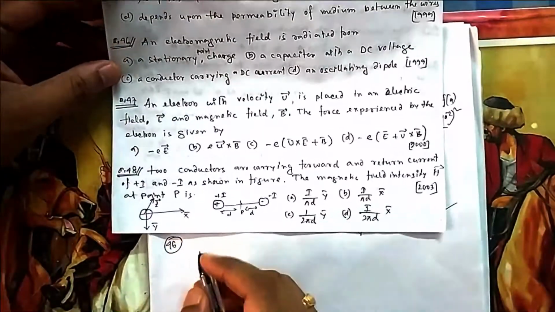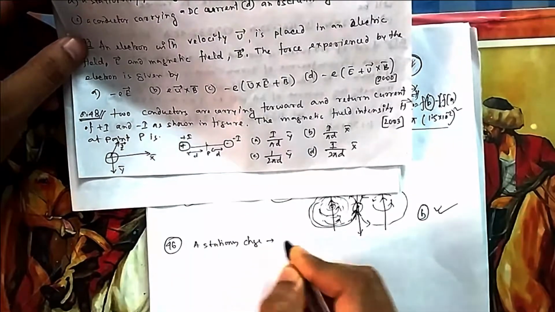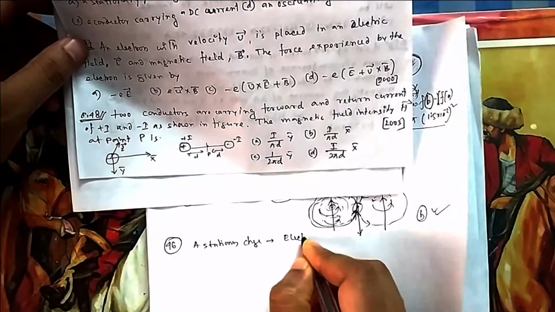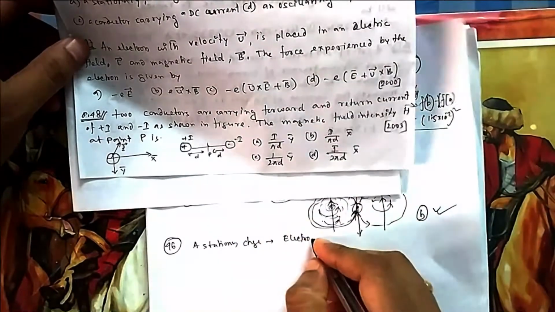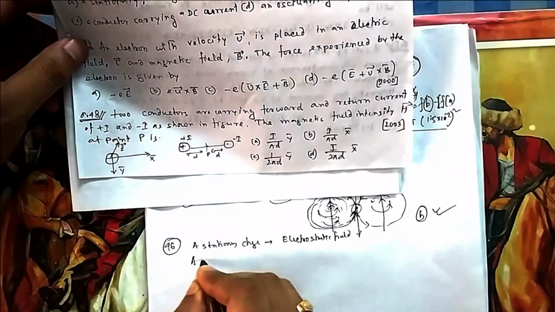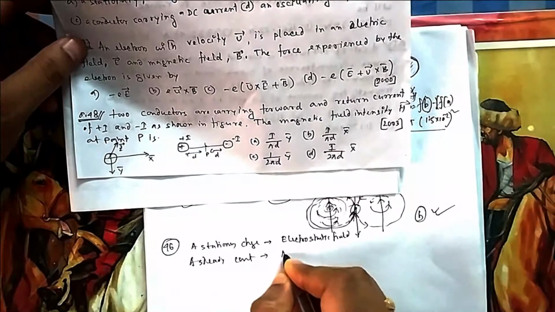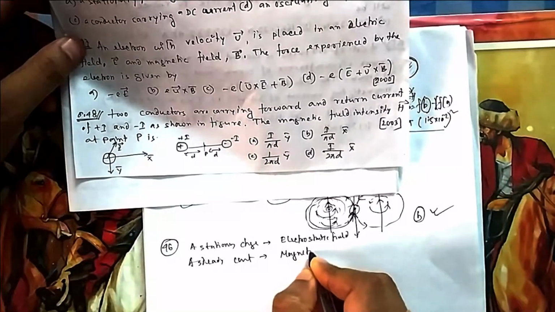So this is a very basic concept. If you have a point charge, a stationary electric charge, then you will have only an electrostatic field. So I will write it down for you so that you remember this one. A stationary charge will indicate only an electrostatic field. So if you keep a charge, there will be an electric field around it, that is the electrostatic field. If you have a steady current, that is a constant current flowing, then you will have only a magnetostatic field.